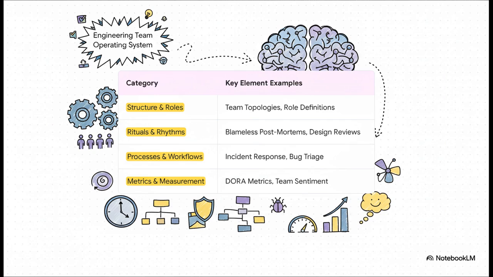You'd start with your structure and roles, defining things like team topologies, so it's crystal clear how teams interact and who's responsible for what. Then you'd establish your team's rituals and rhythms. This is the heartbeat of your team, things like blameless post-mortems and design reviews. After that, you codify your processes and workflows for critical stuff like incident response. And finally, you nail down your metrics and measurement. How will you actually know if you're succeeding? This could be using industry standards like DORA metrics or even just tracking team sentiment.